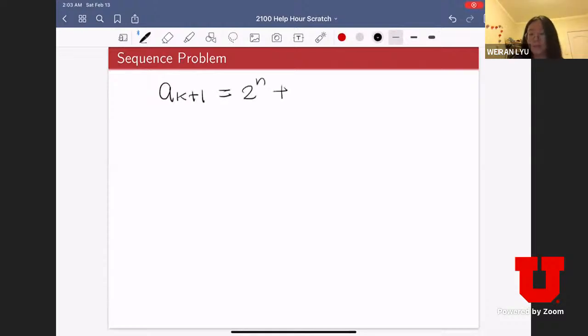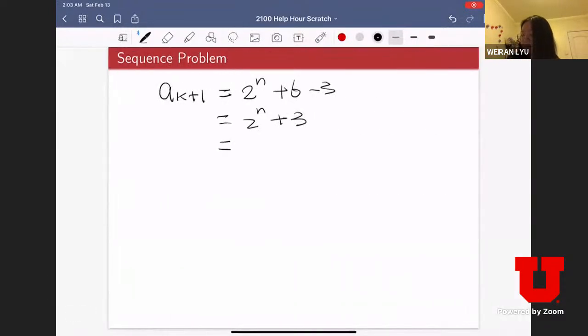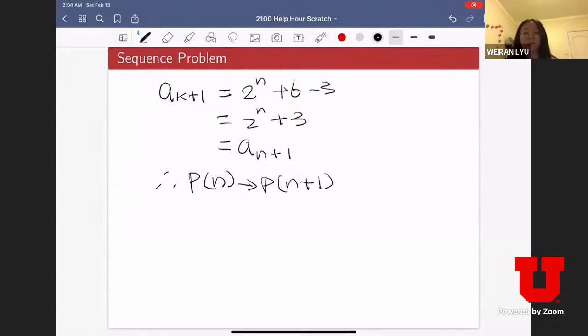Is 2 to the n plus 6 minus 3, and this is 2 to the n plus 3, which is the form of A sub n plus 1. So you can see that A sub k plus 1 is equal to A sub n plus 1. And thus you have proved that P of n plus 1 is true based on P of n being true.